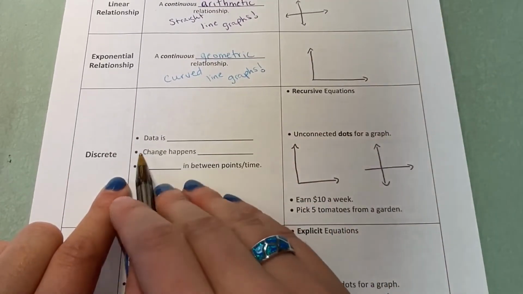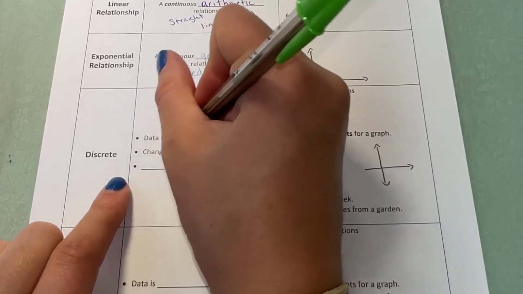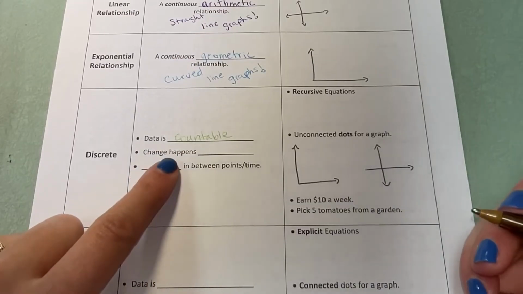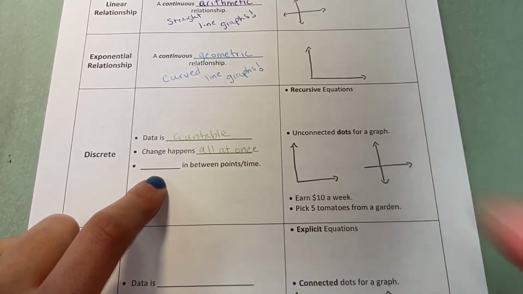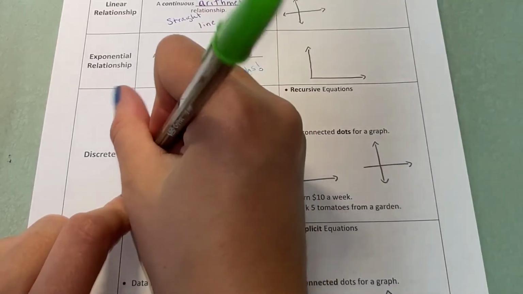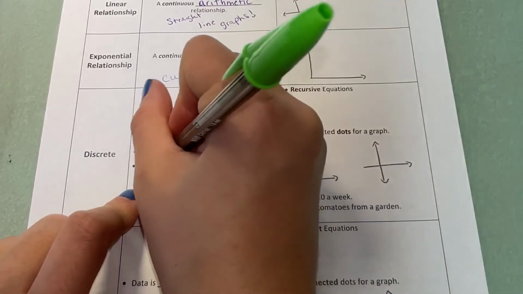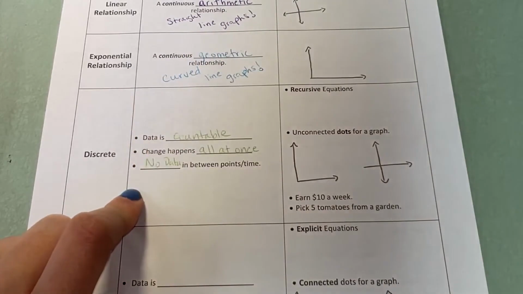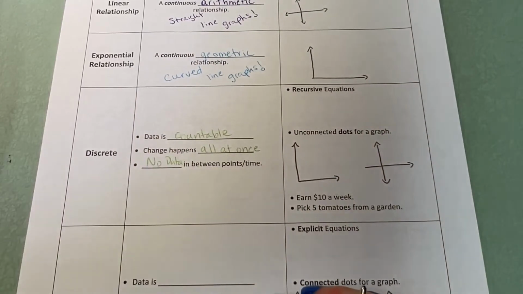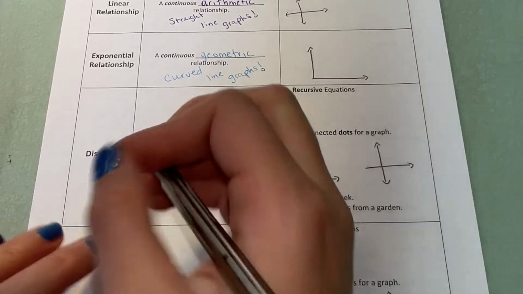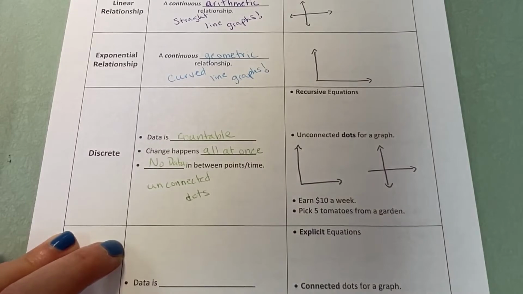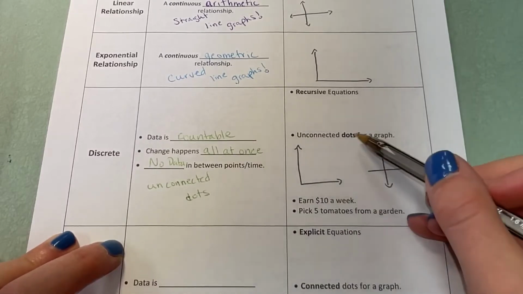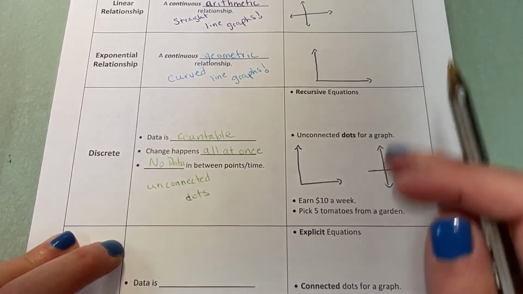So discrete data is countable, and with discrete, the change happens all at once. And another thing is there is no data in between the points. And one other thing is there's unconnected dots on the graph, okay? I know I have it here, but you should also have it here.